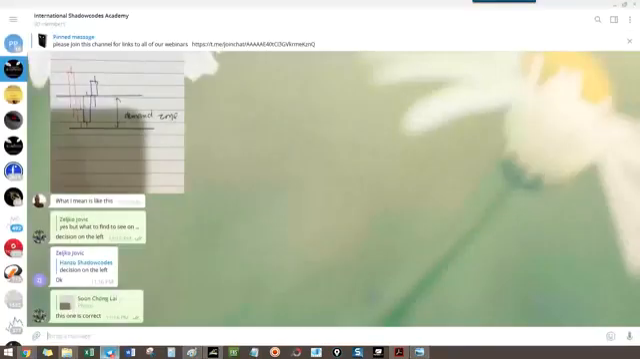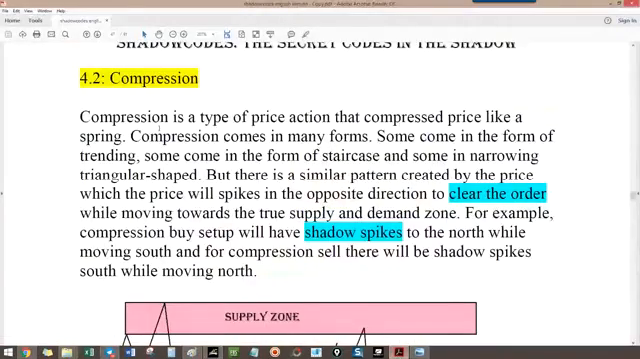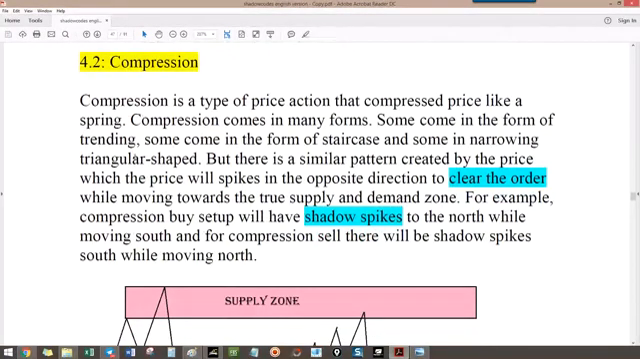So let's go learning the theory. Okay, so compression is a type of price action that compresses price like a spring. Compression comes in many forms. Some come in the form of trending, some come in the form of staircase, and some in narrowing triangular shape. But there is a similar pattern created by the price.